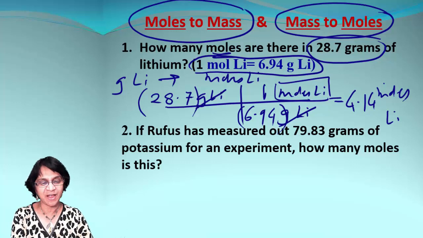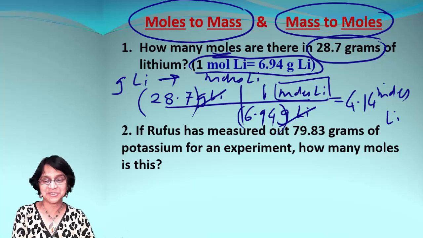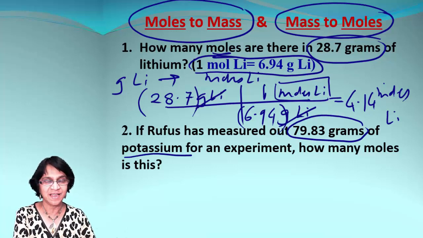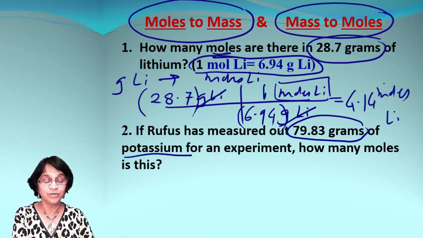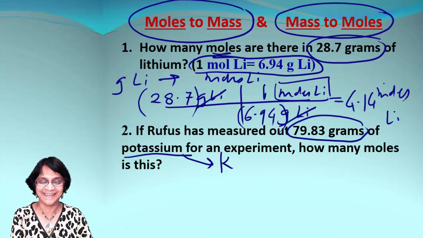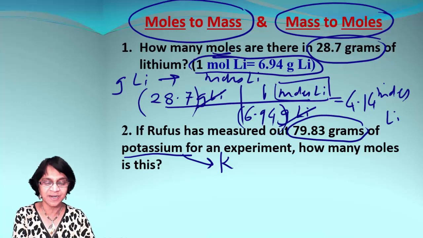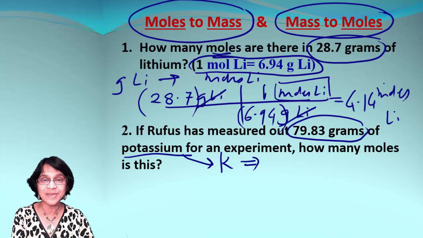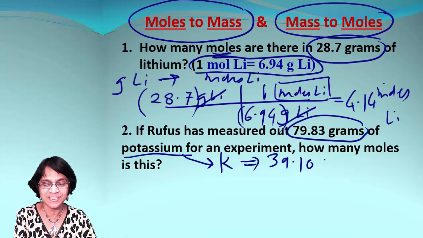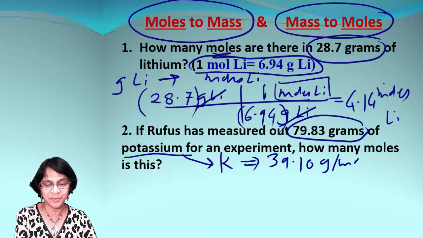So in the next problem, we have some guy, Rufus, who has measured 79.83 grams of potassium, and we have to find out moles. You need to know what is the symbol for potassium. Do you remember that? That is Miss Kulkarni, Miss K. Potassium is called K. So in the periodic table, you're going to look for the atomic mass for potassium, and I'm going to give it to you right now. You will find that mass as 39.10 grams per mole.